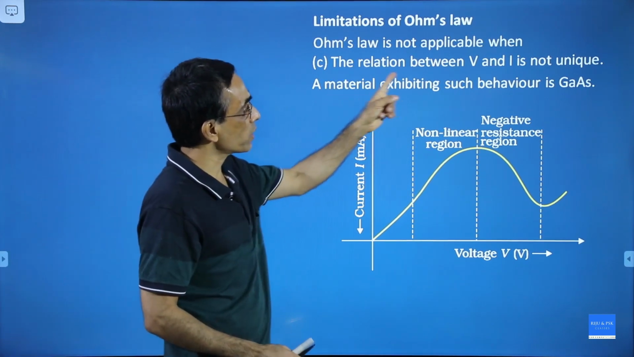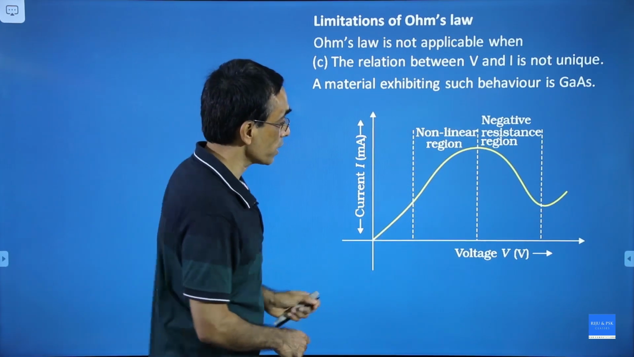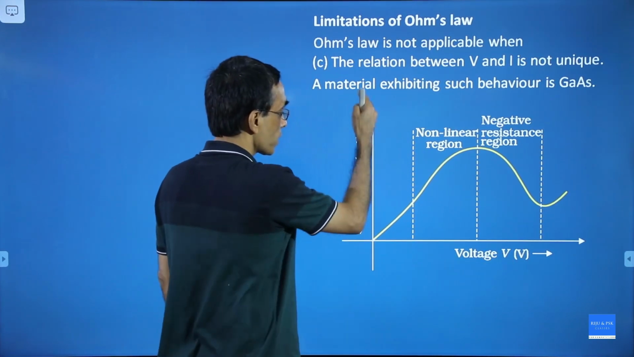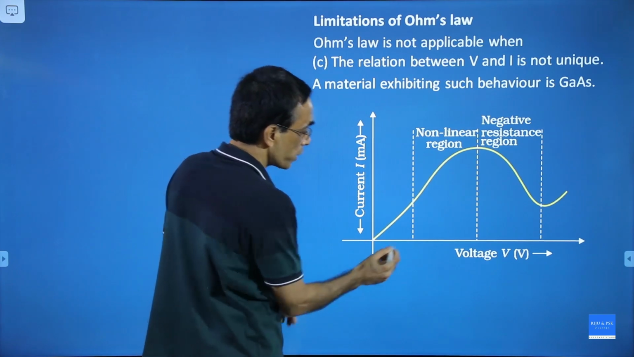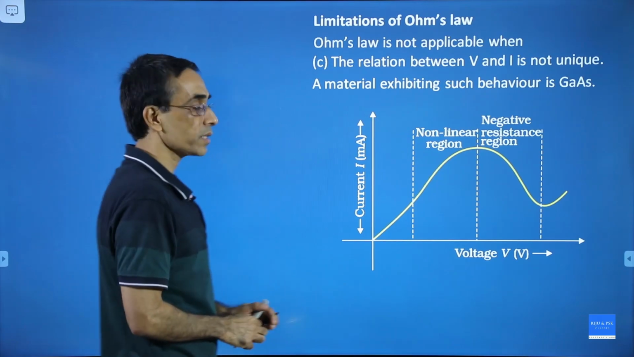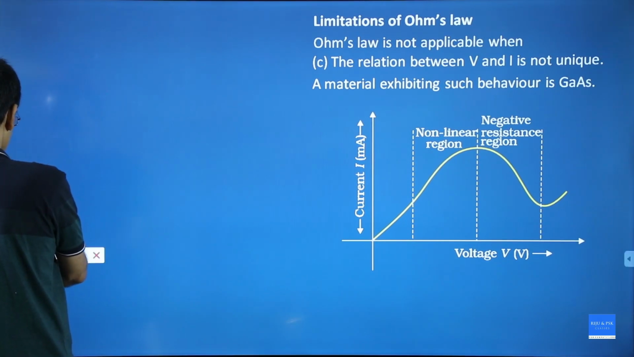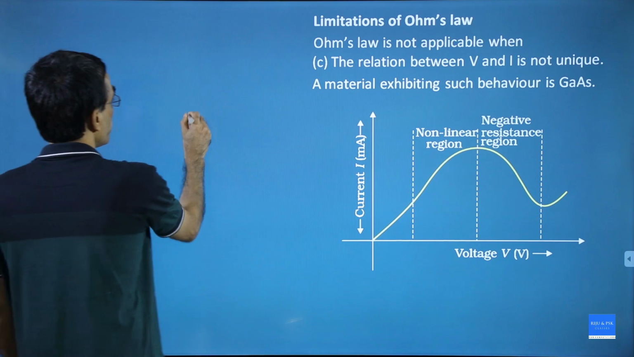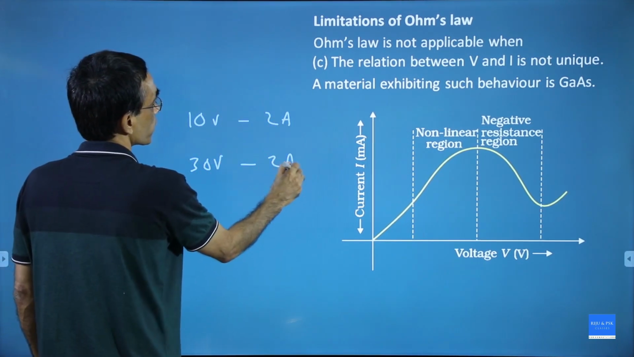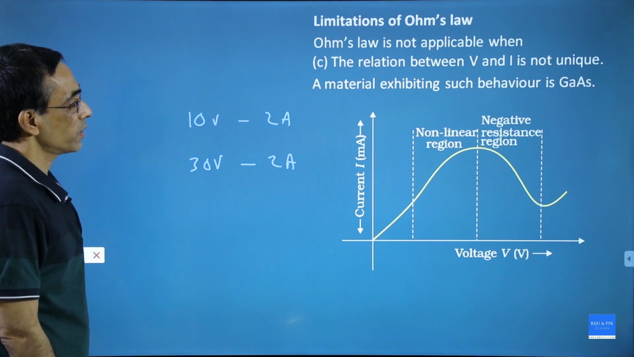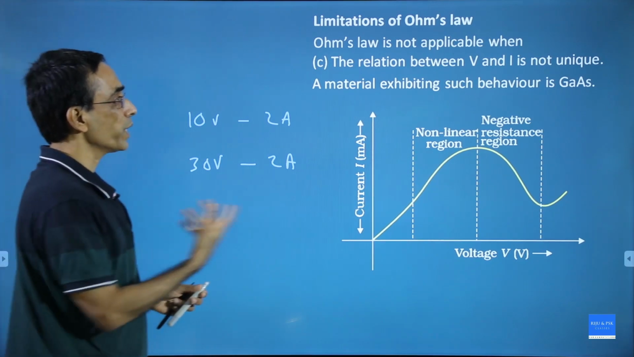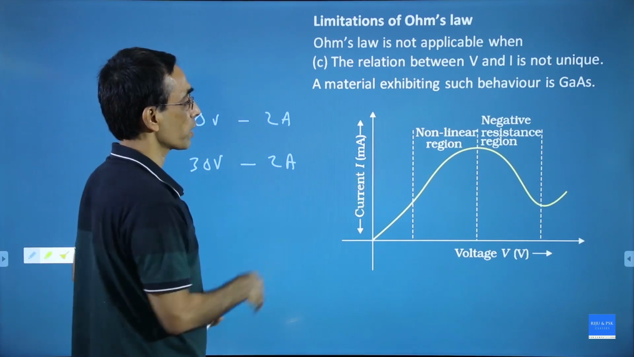See, the relation between V and I is not unique. Not unique in the sense, see here, voltage is taken on the x axis, current on the y axis. For two different voltages, you can see one here and one here, you will get the same current. That's funny. That means maybe for 10 volt you get 2 ampere, and for 30 volt also you get 2 ampere. In such cases, we will say Ohm's law is not applicable. There is no unique relation, different relations are there for different voltages.